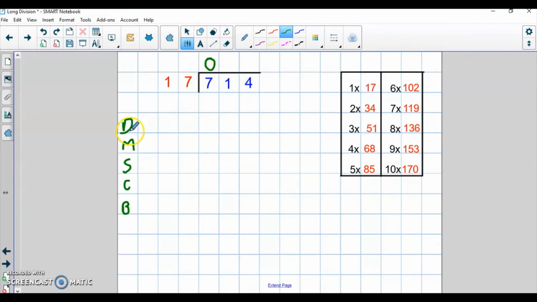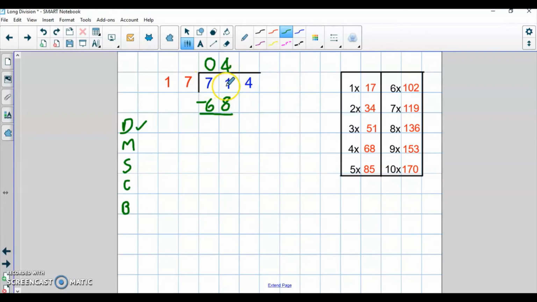Right, so I've got my 71. I'm starting on divide. 71. Let's look down the list. Well, if I've got 4 groups, that's 68. 5 groups is 85. I don't have 85 tens to do that, so it can't be 5. So it must be 4 whole groups of 17. Done that step. Multiply. So 4 times 17 is 68. I'm going to take that away.